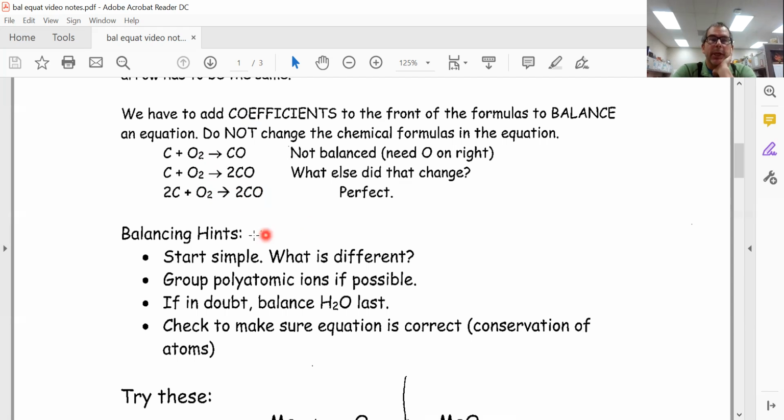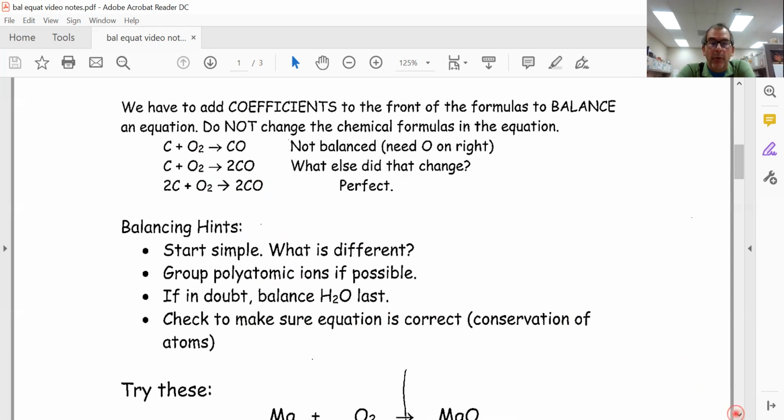We showed an example here. Here are some hints. Start simple, find out what's different, and then attack there and try to make that right. Okay, we're going to learn this later about the polyatomics and doing water last, but at the end, you can always go back and check to make sure you have a conservation of atoms. The same number on the left as on the right.